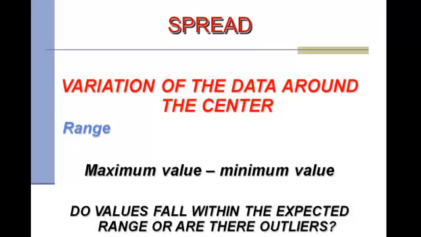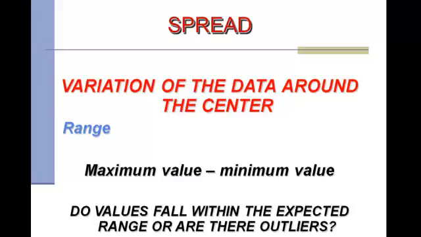Then we come to spread. When we say spread, we're talking about the variation or dispersion of the data around the center. So we're talking about width or dispersion. One of the first and easiest, quickest statistics to calculate is the range. All you do is order the data, take the maximum value, subtract the minimum value, and basically that gives you the range the data values occupy.